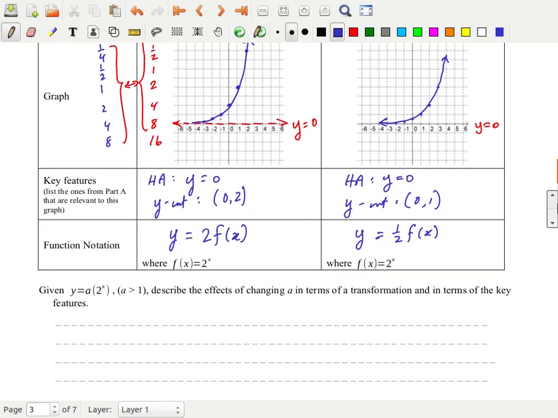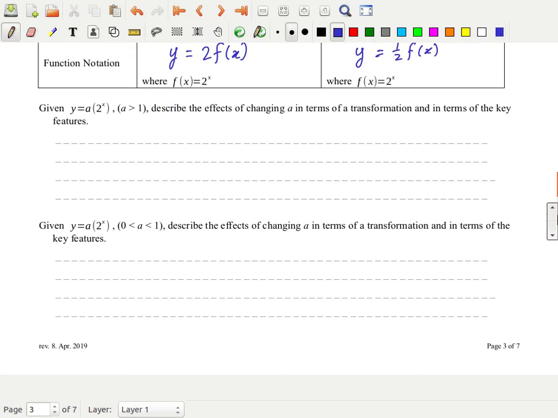There are a couple of questions to go along with this. So given that y equals some coefficient a times 2 to the x, where a is a value bigger than 1, what kind of transformation is this? And how does it affect key features? So first of all, the transformation is it is a vertical stretch by a.